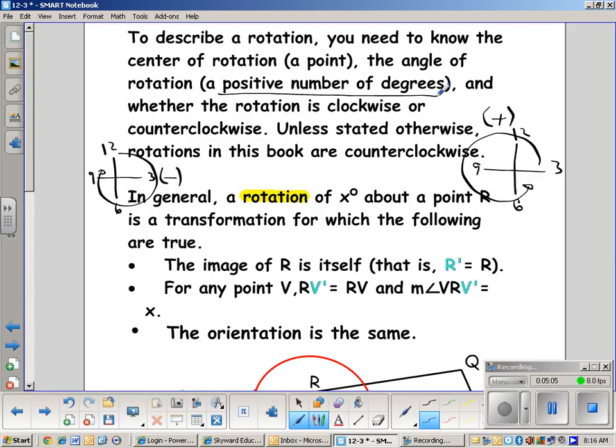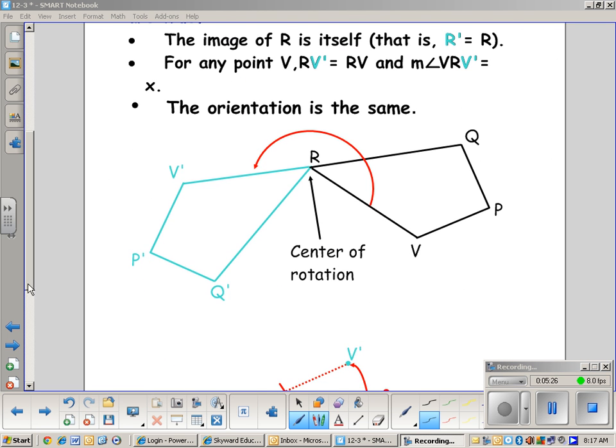Same thing with rotation. If we rotate a point around a point that is the center of rotation, it doesn't change. And then for any point V, RV prime equals RV, and the measure of angle VRV prime is equal to x. The orientation is always the same.